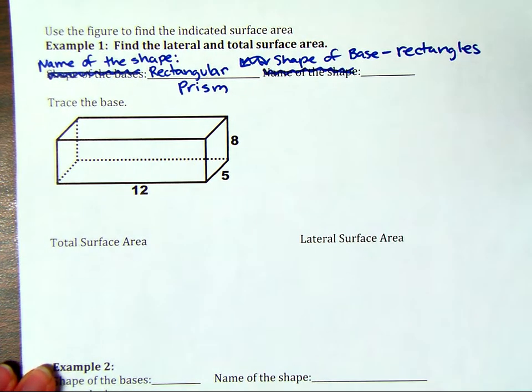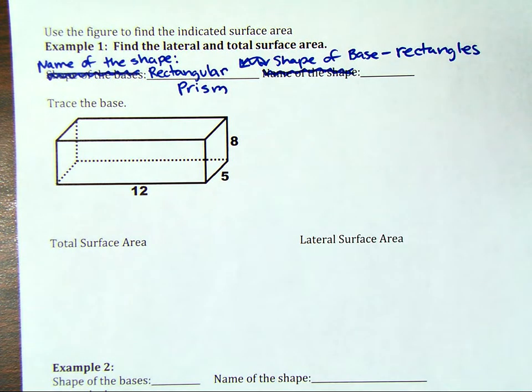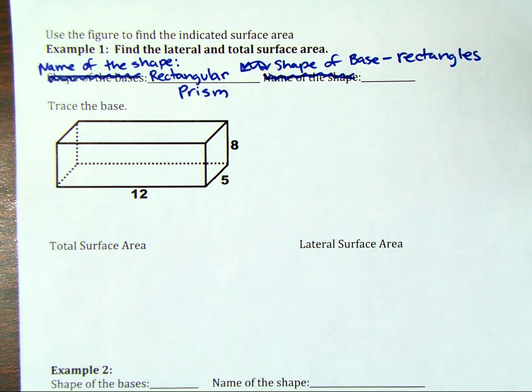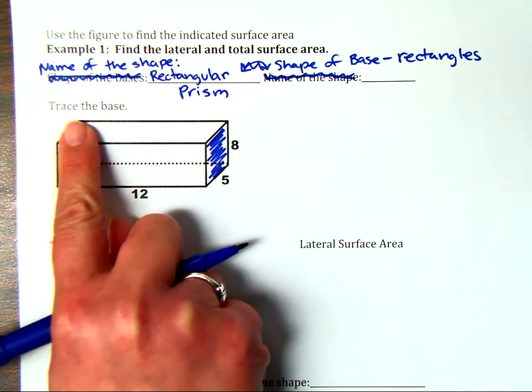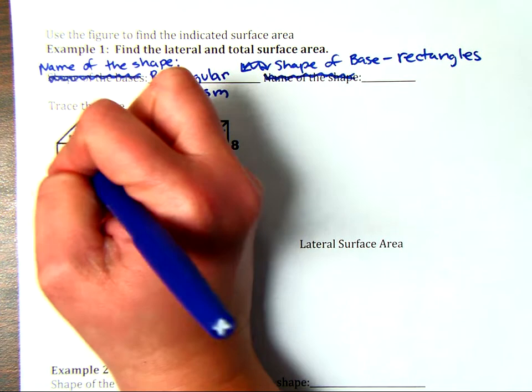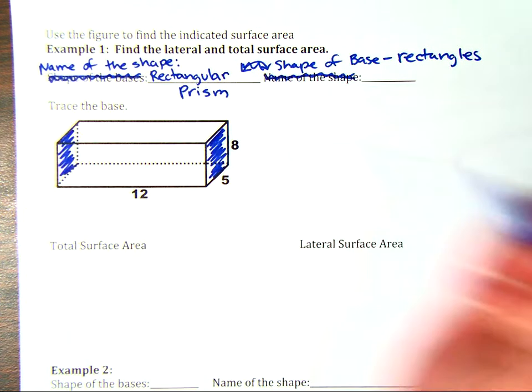All right, so let's keep going. Now here's the deal. If it's a rectangular prism, like we've talked about, any of these two rectangles could technically be the bases. It just depends on how we unfold it. So I'm just going to say, okay, well, what if I shade this? Because we always want to trace or shade the base first. Let's say that I did these as the bases. Okay?